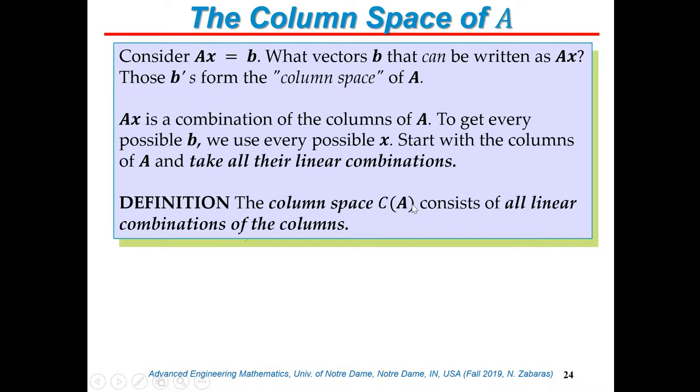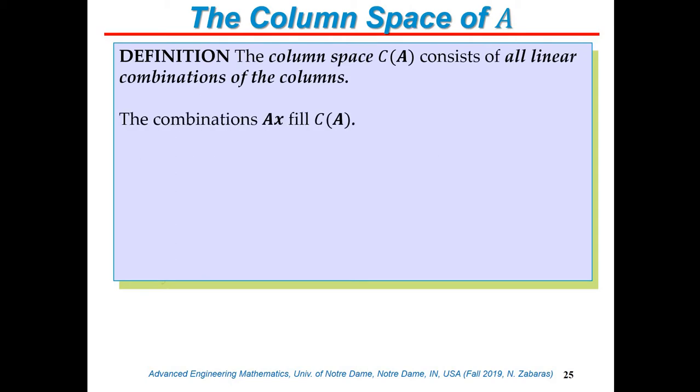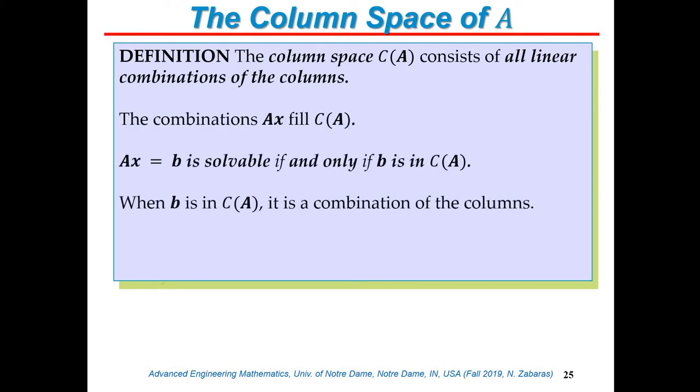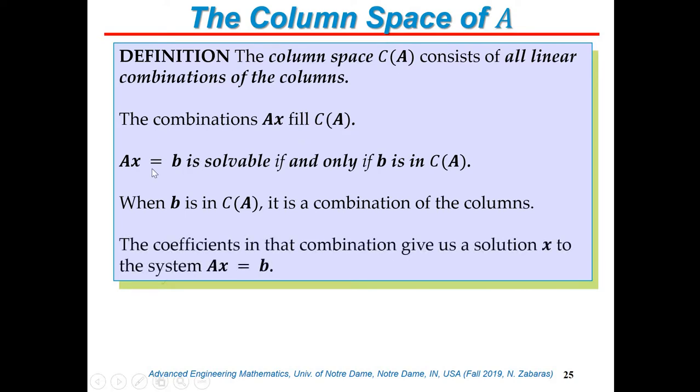So I remind you, if I have a matrix that is m by n of real numbers, the column space of A is a subspace of R to the m. You can show that all the properties of subspaces are satisfied by the column space. But remember, the column space of an m by n matrix is a subspace of R to the m. I believe this slide basically just says that. And I remind you that, because AX is a combination of the columns, the statement that AX is equal to B is solvable only if B is in the column space of A.